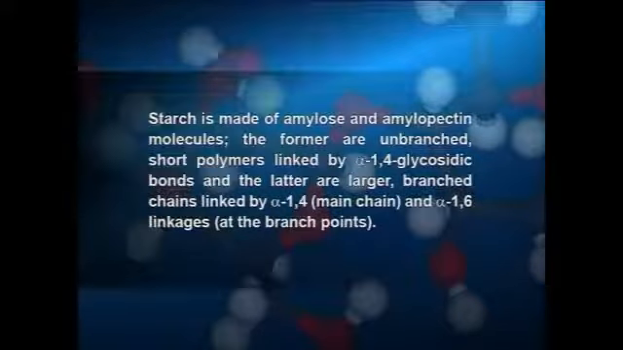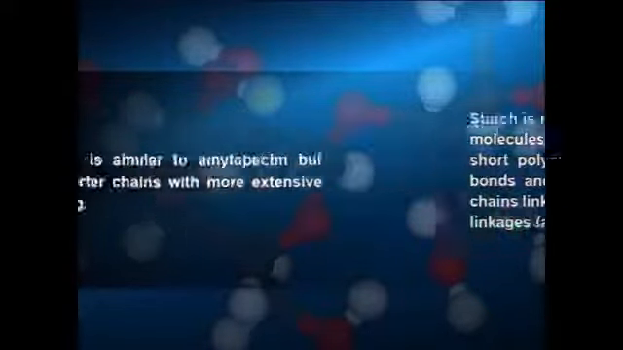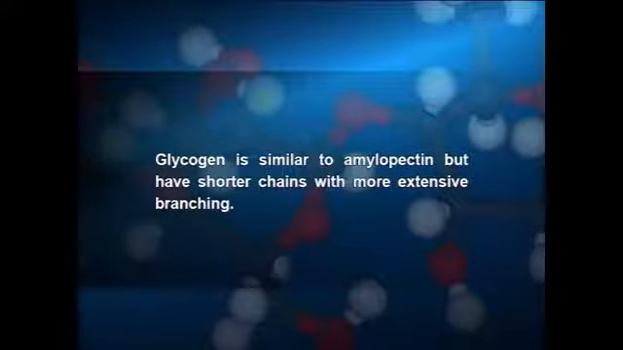Starch is made of amylose and amylopectin molecules. The former are usually unbranched, short polymers linked by alpha-1,4 glycosidic bonds, and the latter are larger branched chains linked by alpha-1,4 and alpha-1,6 linkages. Glycogen is similar to amylopectin but has shorter chains with more extensive branching.